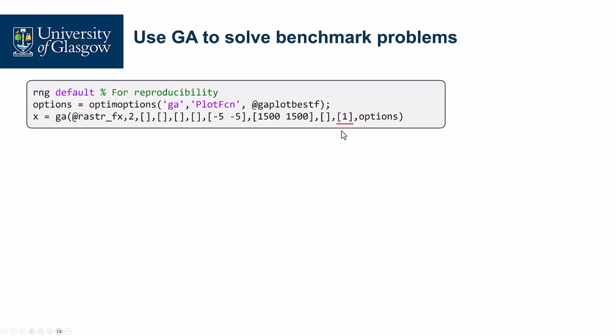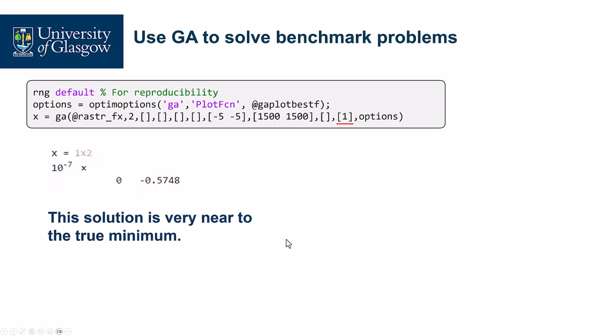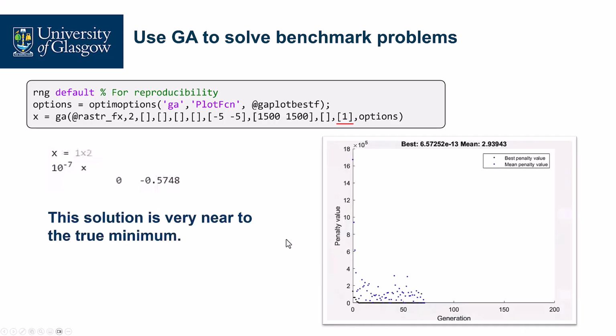Then this time I added a 1 here. What is this? This is the IntCon, right? I'm saying the first variable should be an integer. I also expanded the search range from ±5 to ±1,500, and I put all this here. Then we can see this is the result. As you can see, this is nearly 0, and this is very small. So this solution is very close to the true optimum, and we can also see the plot here. Right, you can also write it yourself using the live script.